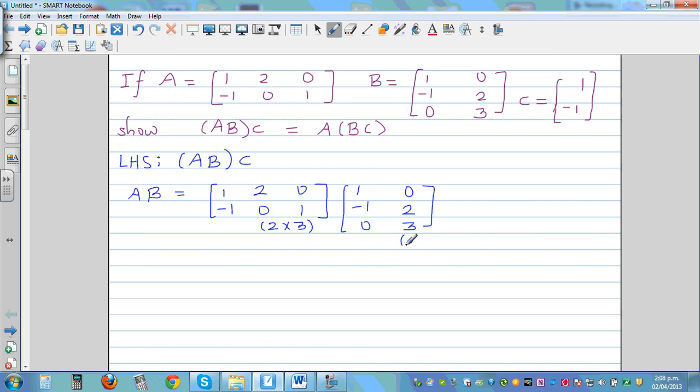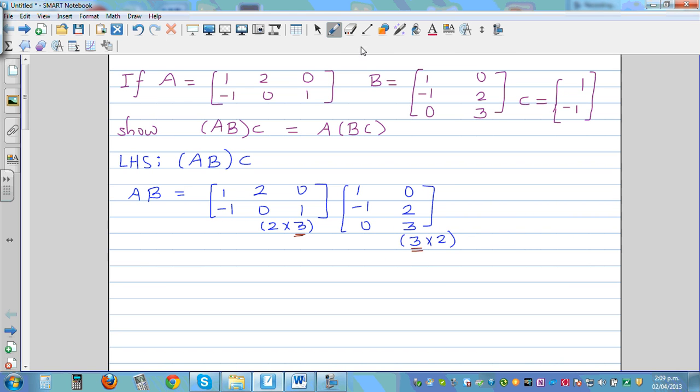How many rows are there here? They have 3 rows and 2 columns. So this is 3 by 2. Now, you can multiply matrices only when these two numbers are equal. I see 3 and 3 should be equal. And the product, when you multiply it, will have dimension 2 by 2. You'll have 2 rows and 2 columns.